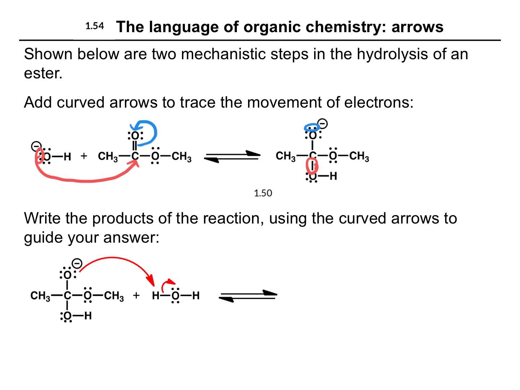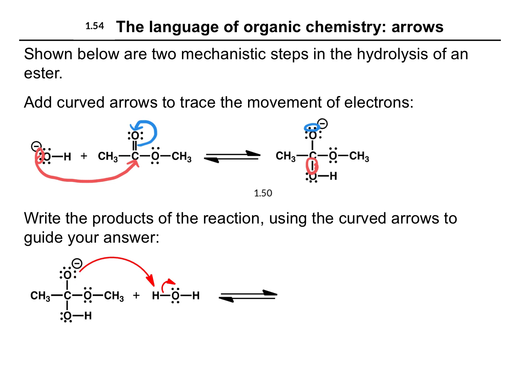So even though we don't know anything about this reaction or why it happens or what type of reaction it is, we can still follow the movement of electrons to see the changes that happened. And we can use curved arrows to demonstrate that. Now here's another example. Write the products of the reaction using the curved arrows to guide your answer. So once again, we don't know anything about this reaction, but we can interpret the arrows.